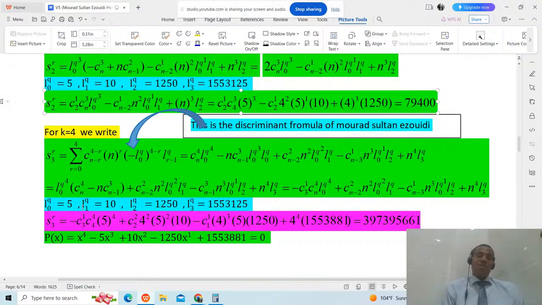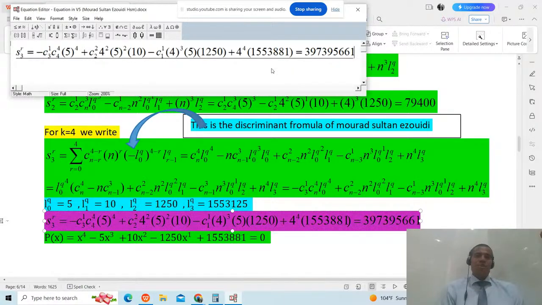knowing that these are the coefficients 5, 10, 1,250, 1,553,125. Of course, this is thousand, this is million, 1,553,125. Therefore, learners, I'm going now to proceed and to calculate the value of this.